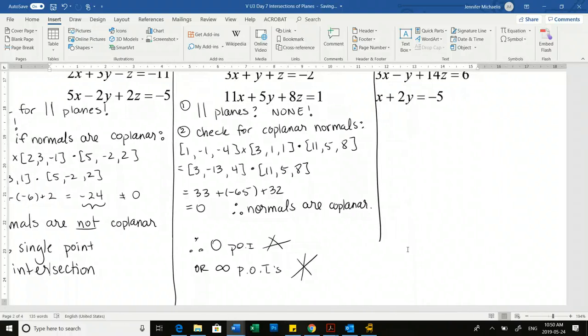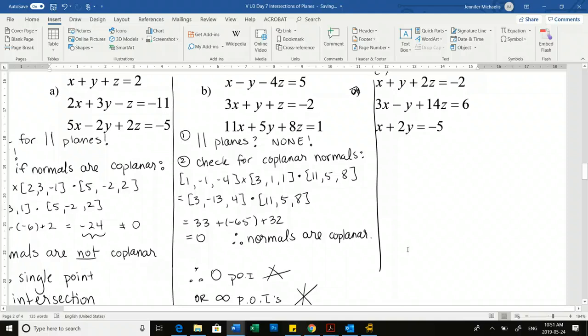Okay, you guys are going to check the last one, so check for parallel planes first.